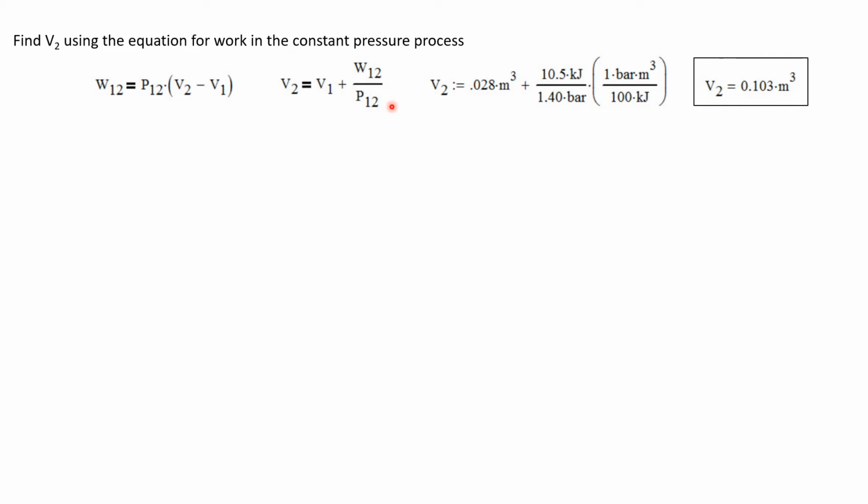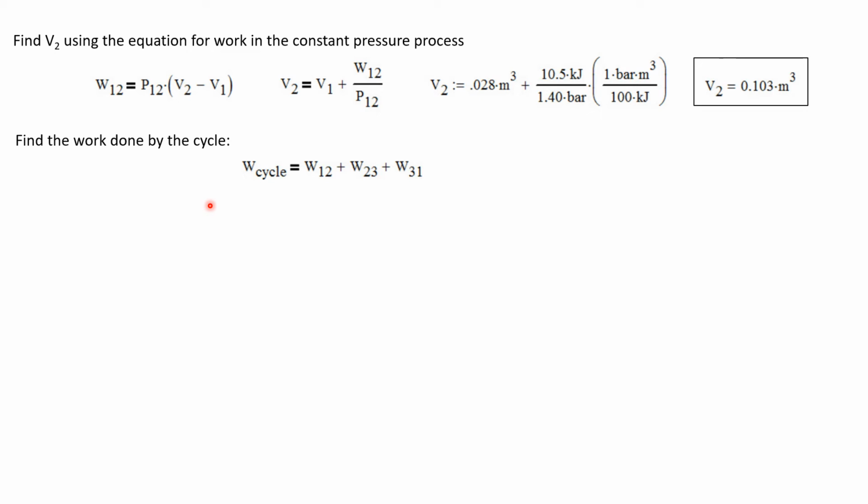Well, all of these values are known. The initial volume is 0.028 cubic meters. The work is 10.5 kilojoules, and the pressure is 1.4 bar. We do need to convert the second term. We have to convert: 100 kilojoules is equivalent to 1 bar cubic meter. This gives us a volume at state 2 of 0.103 cubic meters.